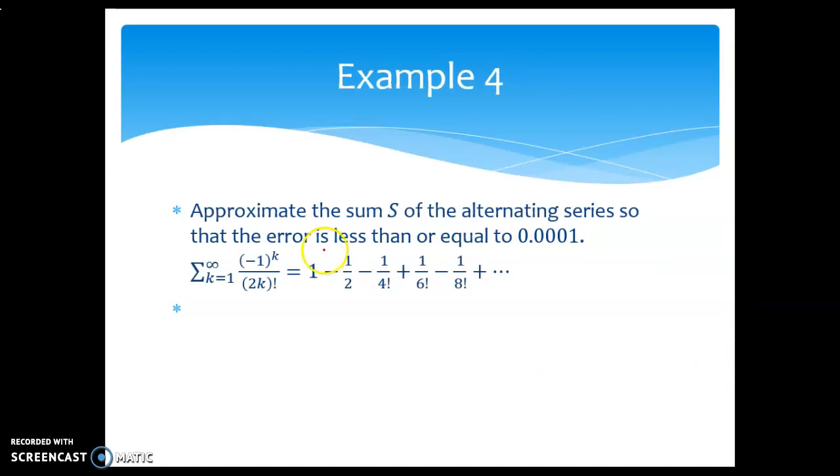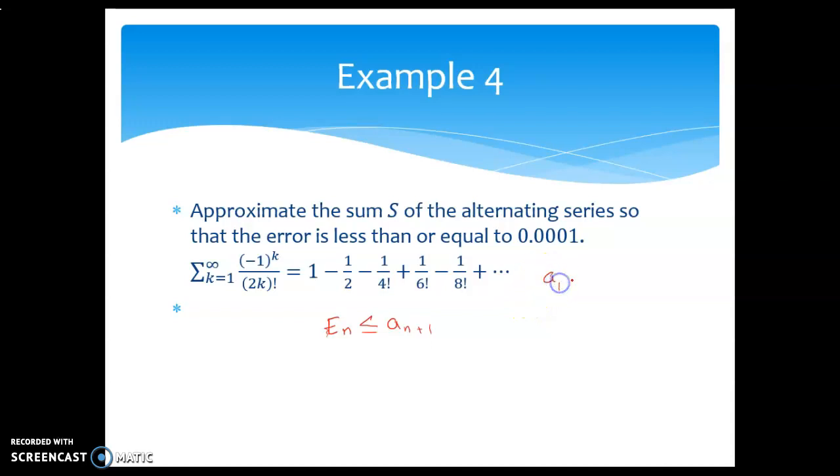So here we want to approximate the sum S of the alternating series so that the error is less than or equal to this. My biggest task here is to find when, so I know that E of n is less than or equal to S of n plus 1. So I'm trying to find that S of n plus 1 where the error is equal to it or less than it. Okay, so I'm going to consider different terms.